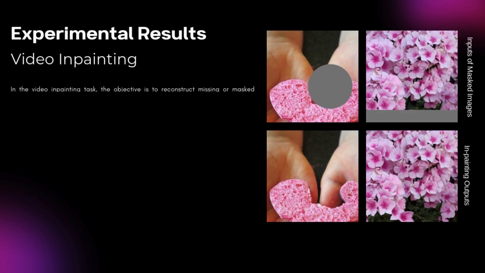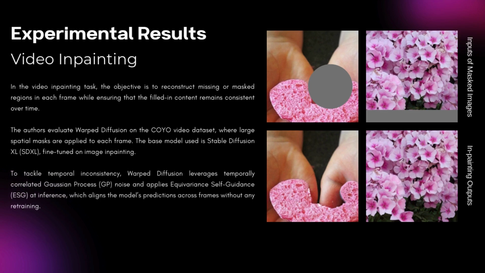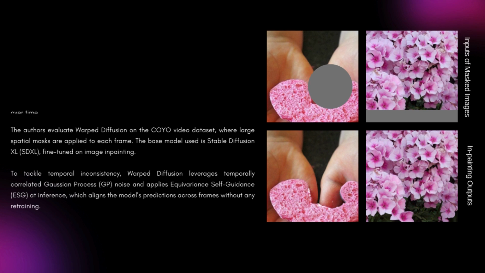Warped Diffusion is tested on video inpainting, where large regions are masked in each frame. Using SDXL fine-tuned for image inpainting and applying GP noise plus ESG at inference, the model successfully fills in missing regions with temporally consistent content. As shown in the results, prior methods like fixed or resampled noise produce flickering or drifting textures. Warped Diffusion preserves structure across frames, making the reconstructed content look stable and natural throughout the video.